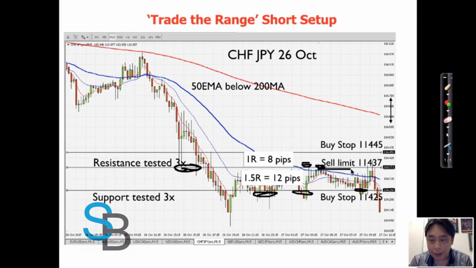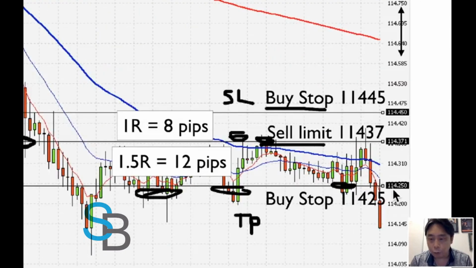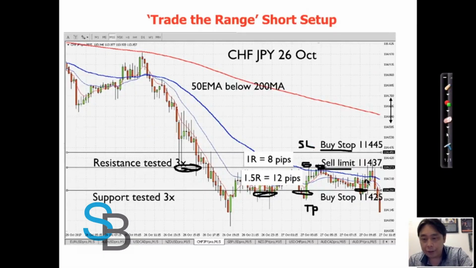So that's my entry price, that's my stop loss price, this is my stop loss, SL, and my target price would be the bottom of the range at the support of 11425. There we go. So sure enough, it hit 11437, sold it there, and boom, hit my profit target. This was a pretty quick trade for another 1.5 hour win.